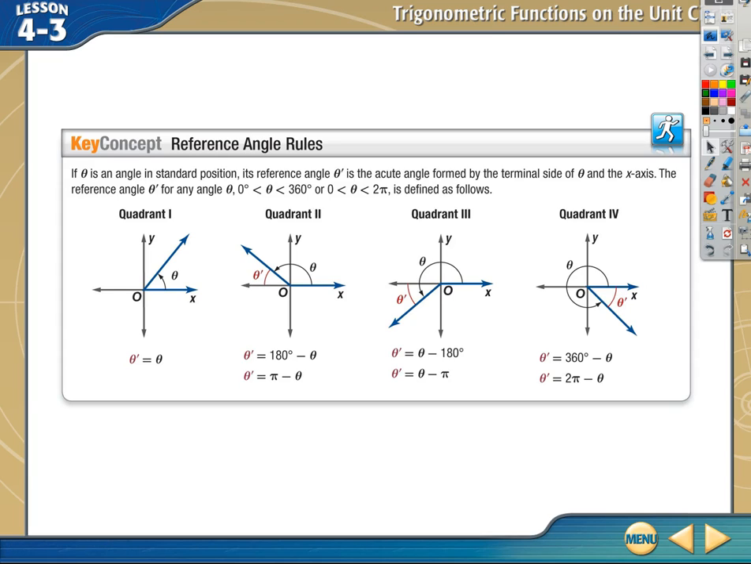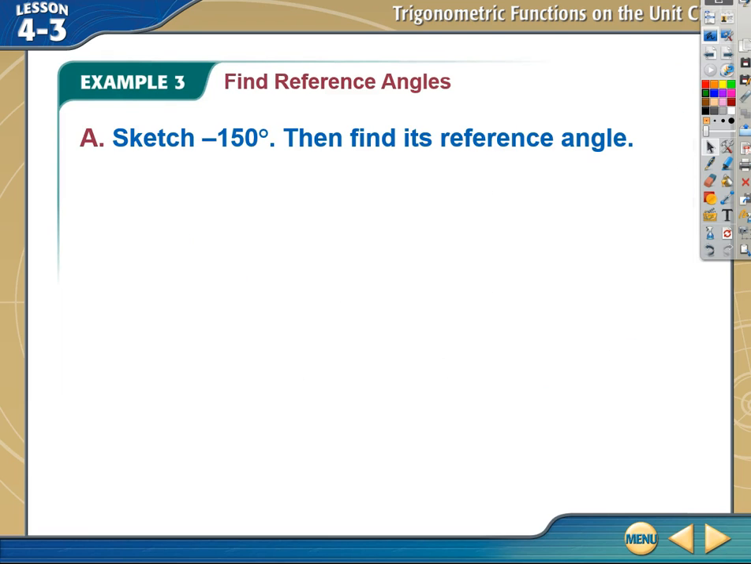Okay, and they give you some handy different ways of trying to find out what your reference angle is really quickly. All right, so here we go. See if we can figure some examples out. It says find the reference angle. So the first thing I want to do is sketch negative 150 degrees and find its reference angle.